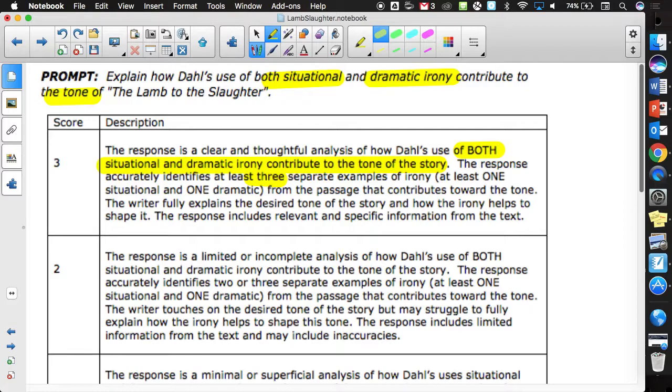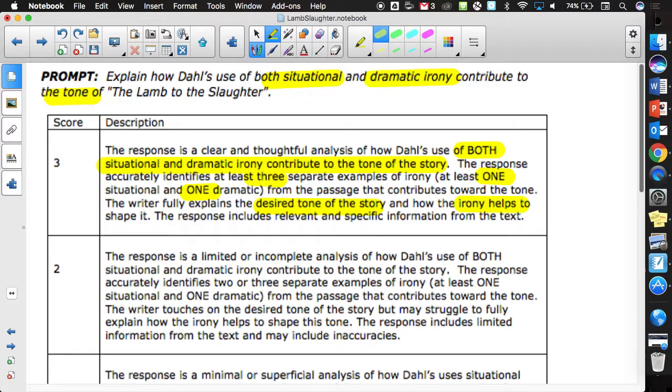Josh, how many examples did you give me? Jack, how many examples did you give me? So we have 2 at this point. We would need to come up with a 3rd. But you have at least 3 separate examples of irony, at least one being situational, one being dramatic. That 3rd one would be an option for us to come up with from the passage that contributes toward the tone. The writer fully explains the desired tone of the story and how the irony helps to shape it.